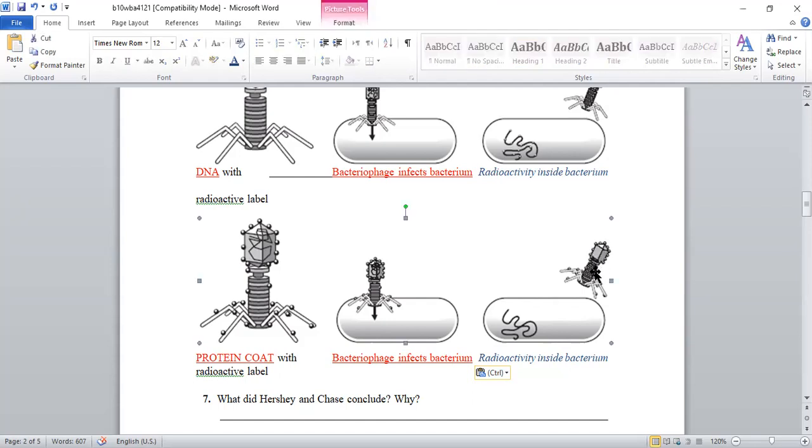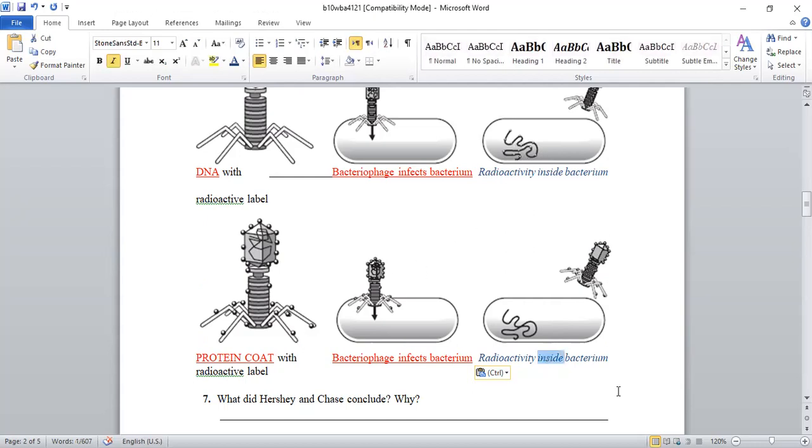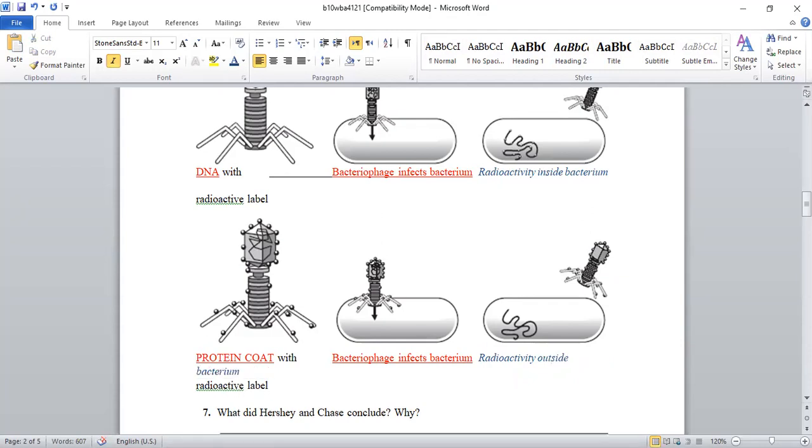Where is the radio labeled material here? The radio labeled material, the DNA here, is found inside the cell, right? Oh yeah. So the above one had radioactive material, but the second one didn't have radioactive material, right? You have it inside, right? So it's outside, right? Yeah. Okay, here we go.